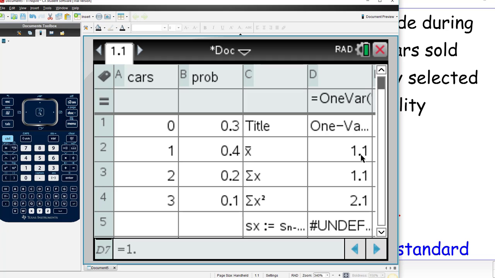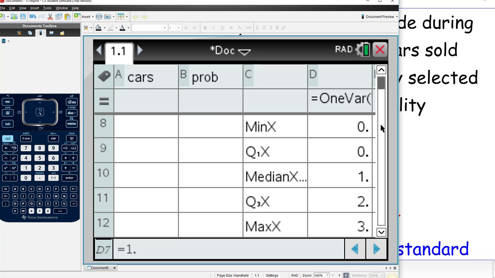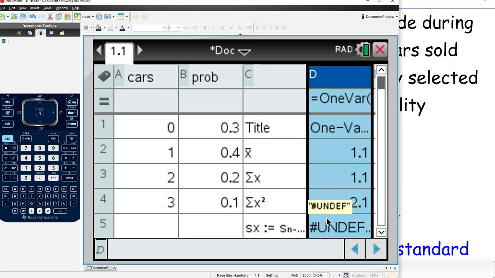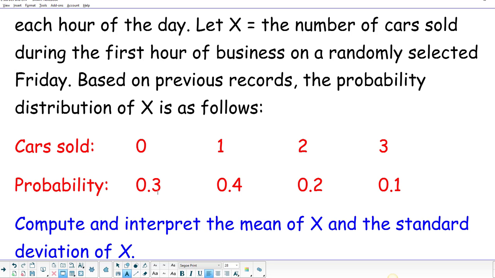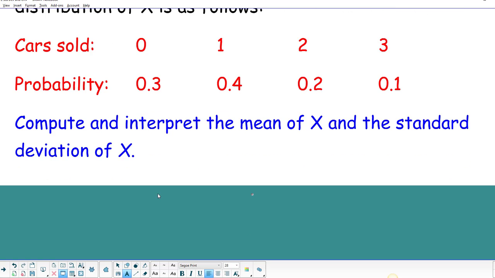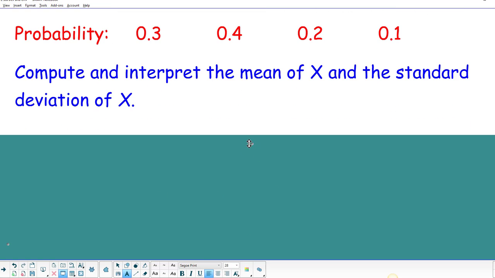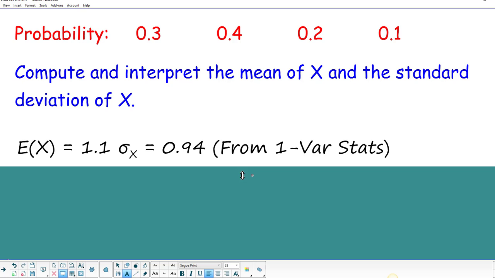Our one variable statistics shows us an E of X of 1.1, and we have the sigma sub X of 0.94. Okay, so let's take a look at how we interpret this value. E of X, 1.1, sigma X, 0.94. Remember, we want to say that's from one variable statistics.